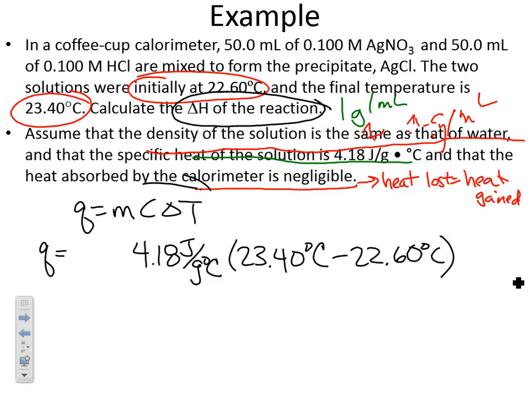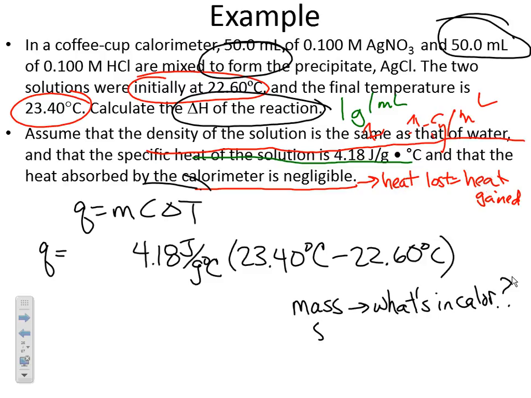Mass. Okay, what's that going to be? Here's where you have to consider the entire thing in the calorimeter. So for mass, what's in the calorimeter? In the calorimeter, we have 50 mL of one thing and 50 mL of something else. So we have a total of 100 milliliters in the calorimeter. And that's the thing that had the temperature change, right? The 100 milliliter thing had that temperature change. So I want the whole thing.